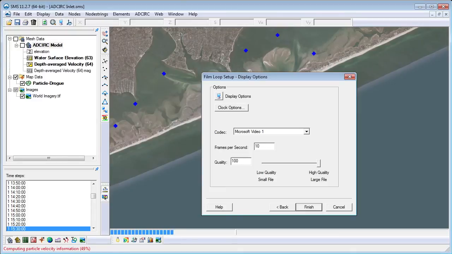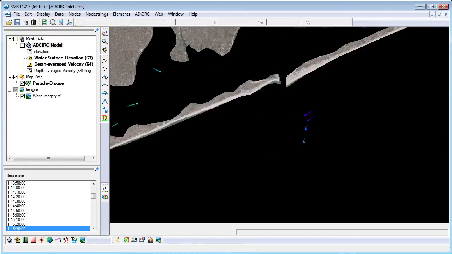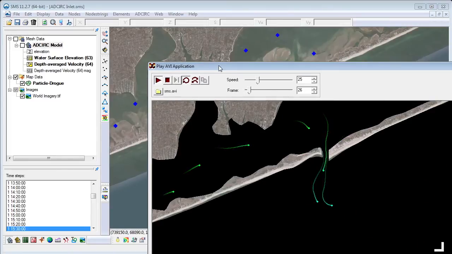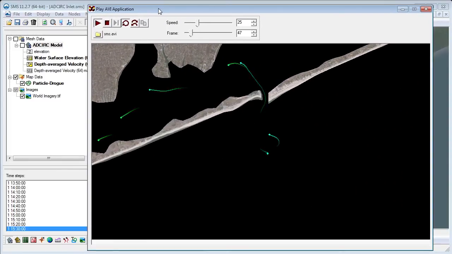The particles are simulated as massless objects or drogues floating in the flow field. SMS computes the paths these particles would follow when driven by the currents of the flow field using numerical integration.